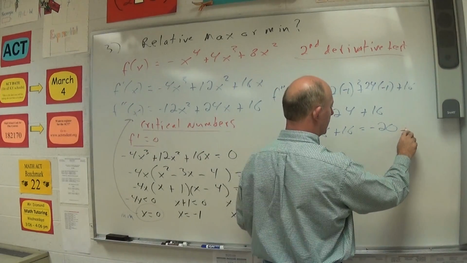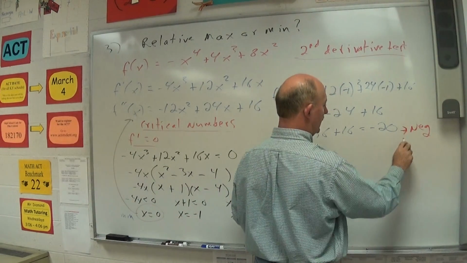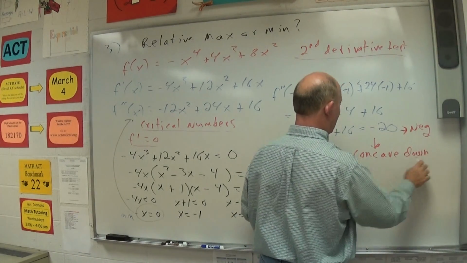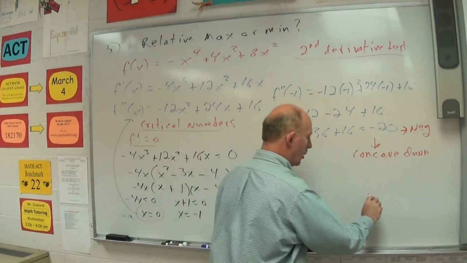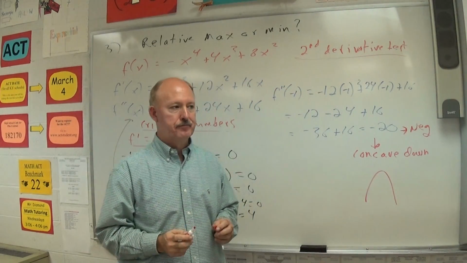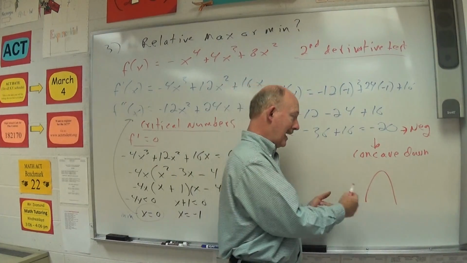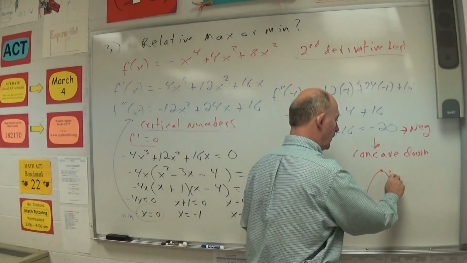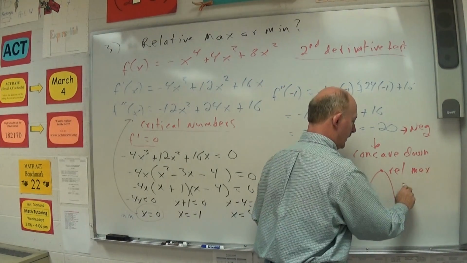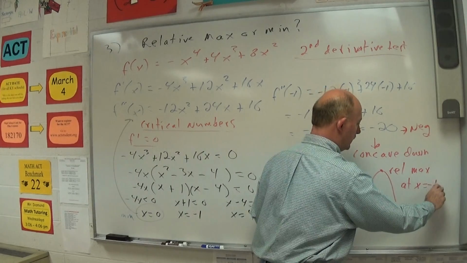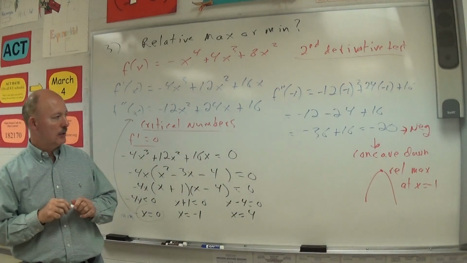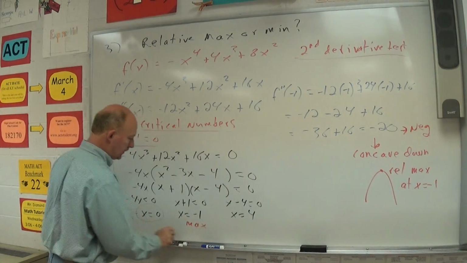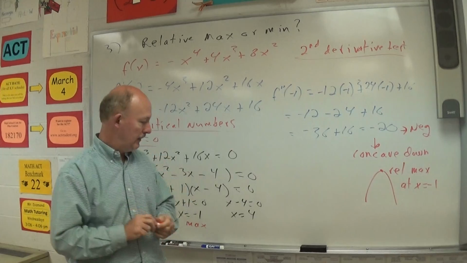So this is negative, and that tells us right there that this is going to be concave down at negative 20. So the curve is going to do this. If it's concave down, that means the top of the curve here is going to be a maximum value. So this will be a relative max at x equals negative 1. So this one's a relative minimum, and this is a relative maximum. All right, let's check the positive 4.